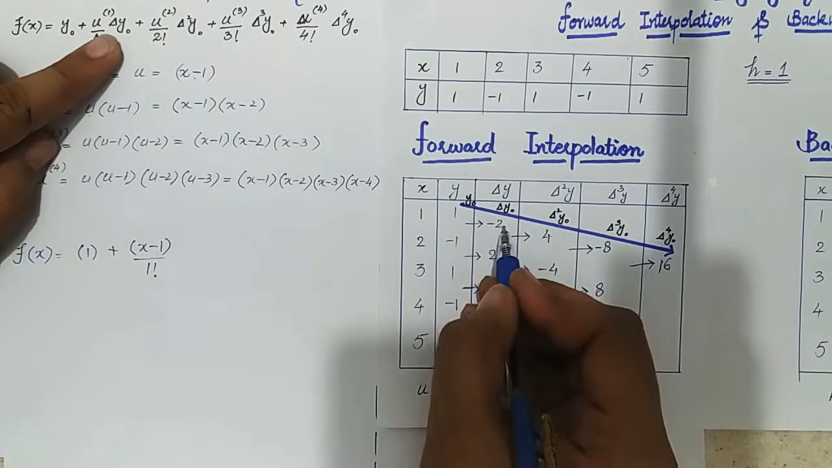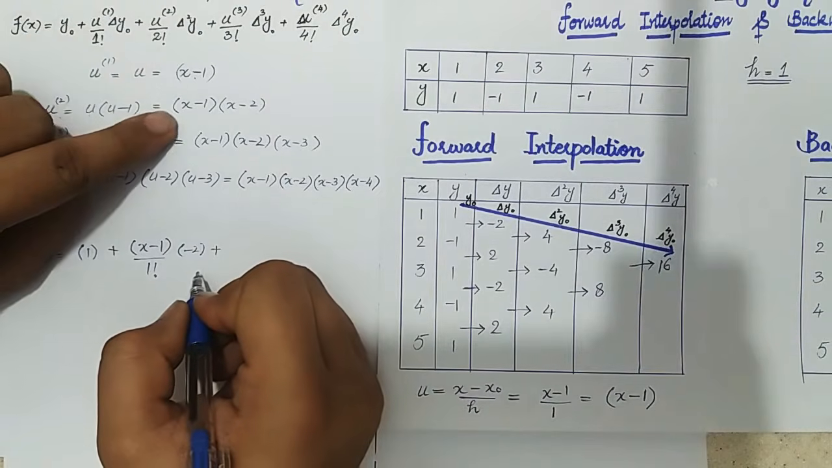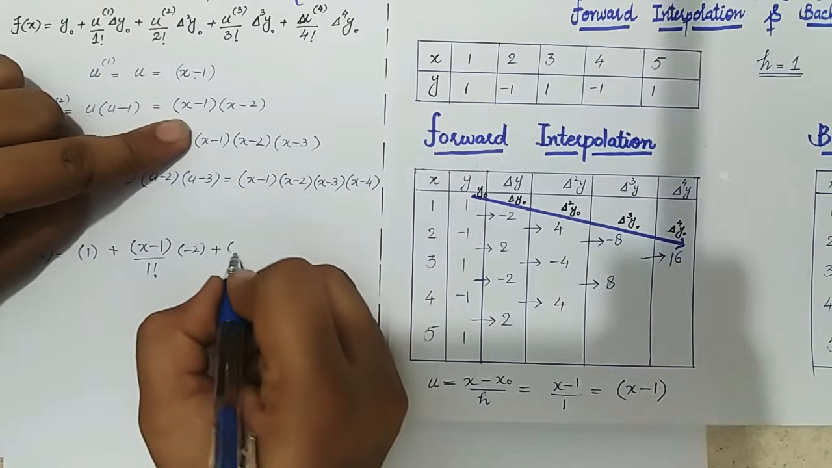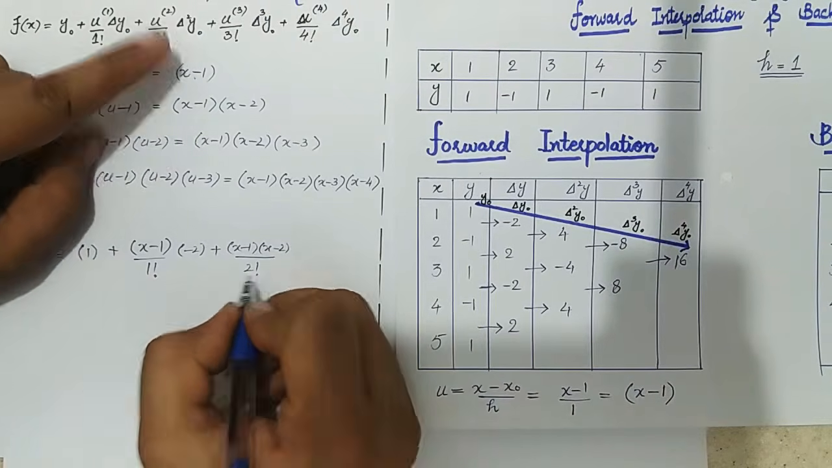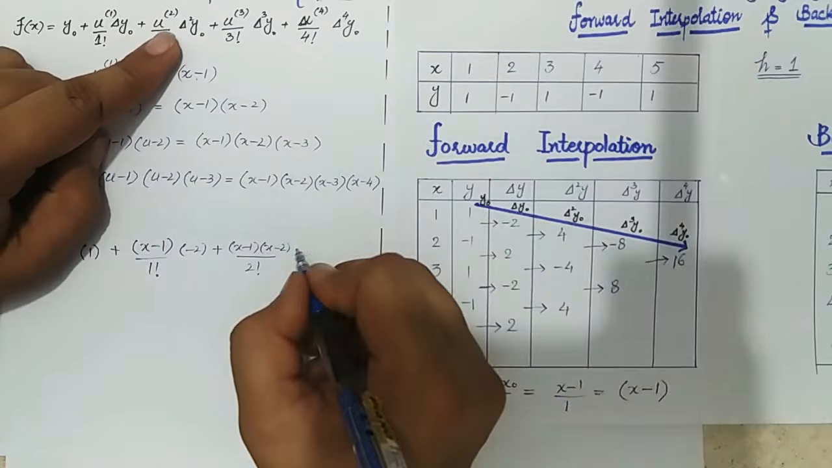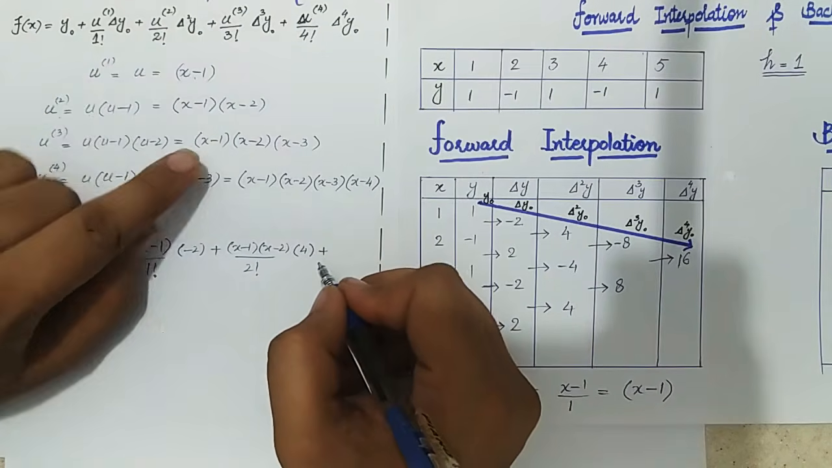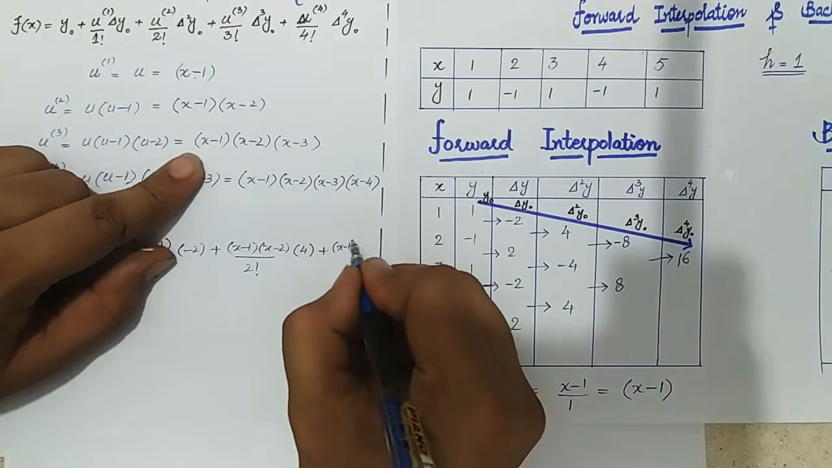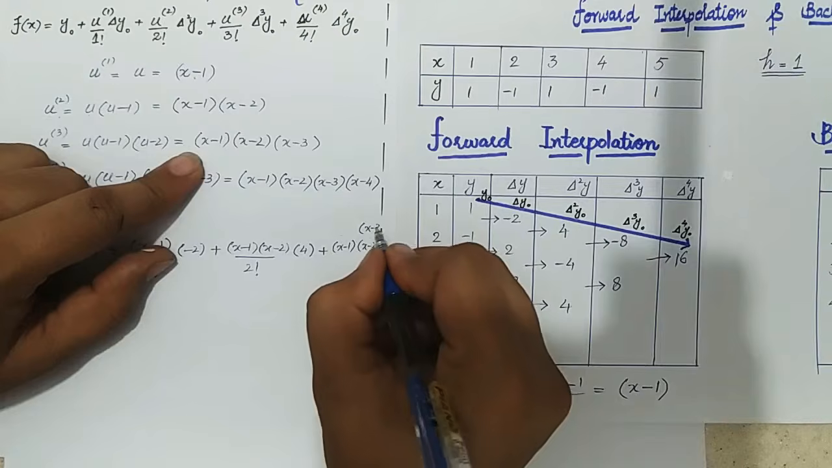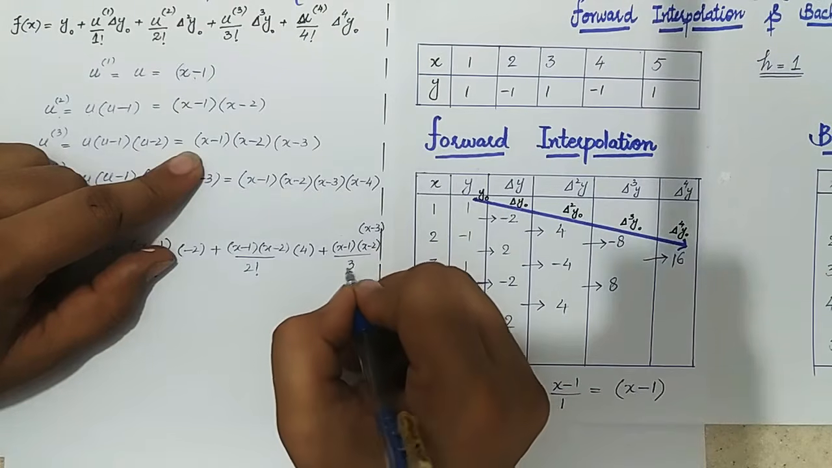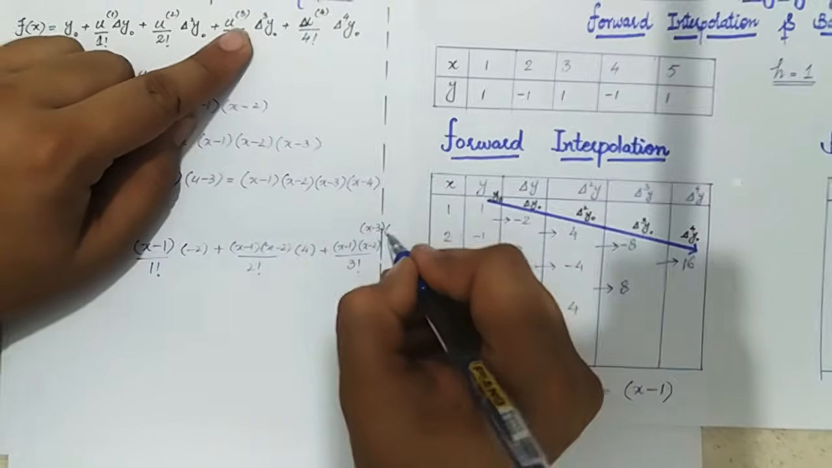Del y naught is minus 2, plus u square is x minus 1, x minus 2 over 2 factorial, and del square y naught is 4. For third term, we have x minus 1, x minus 2 and x minus 3 divided by 3 factorial, and del cube y naught is minus 8.